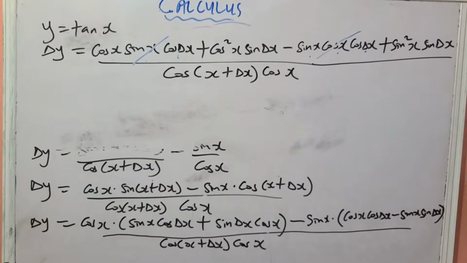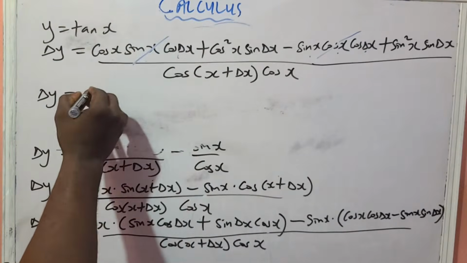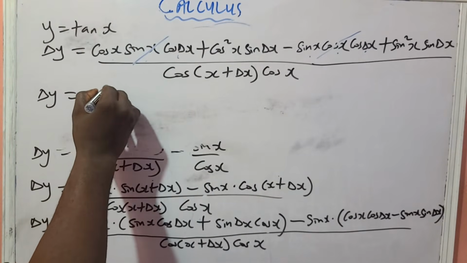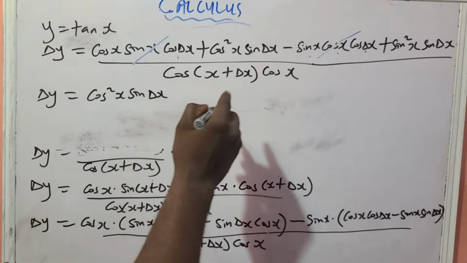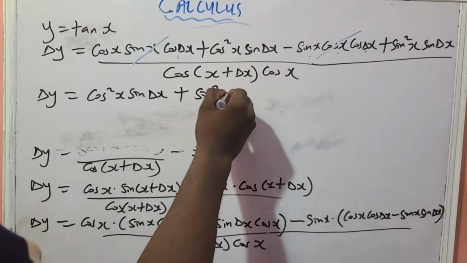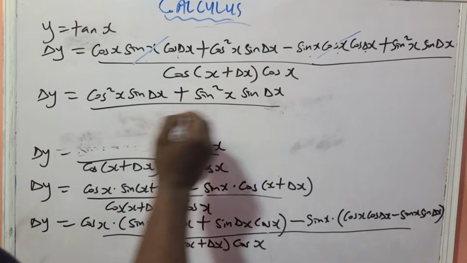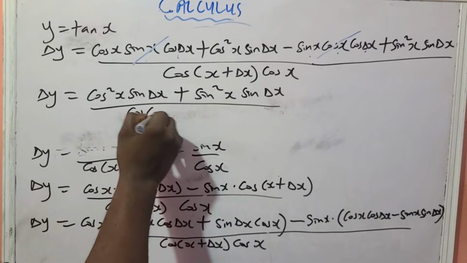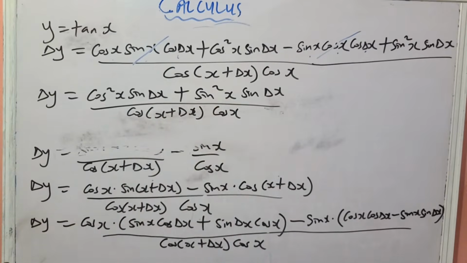Are you seeing that? So now change in y will be equals to, all this is going out, we are left with cos square x sine change in x, then plus sine square x sine change in x, everything over the denominator, which is cos x plus change in x, then cos x. This is how it is, you have to be very confident when solving. You never can tell what's going to happen.